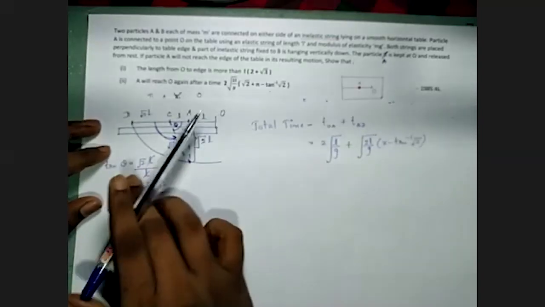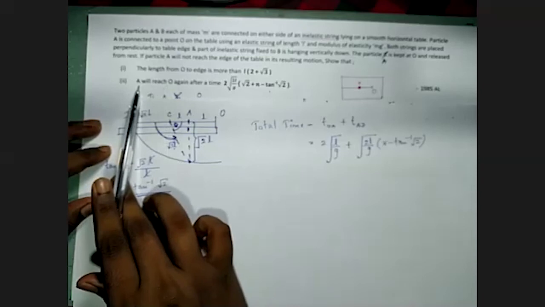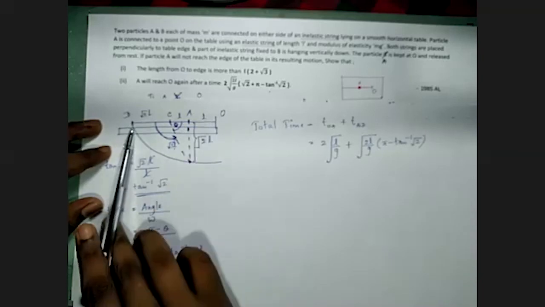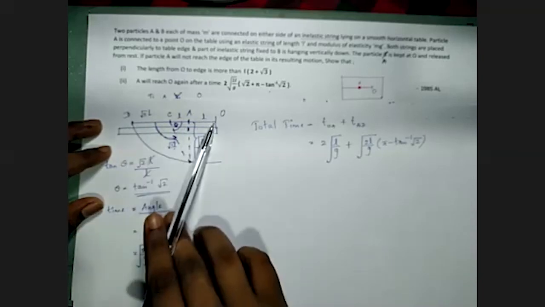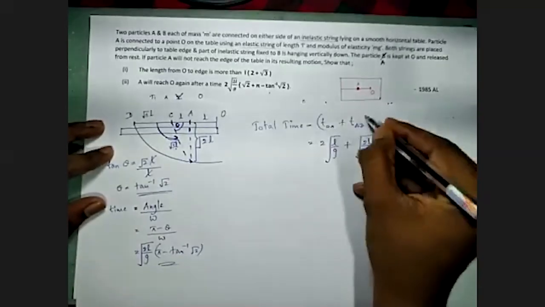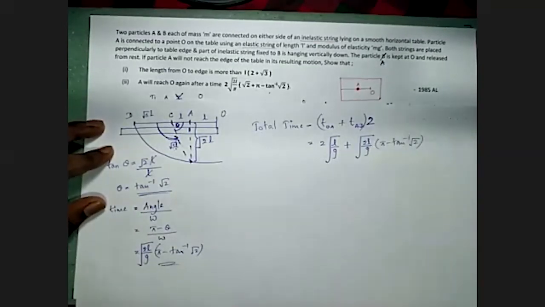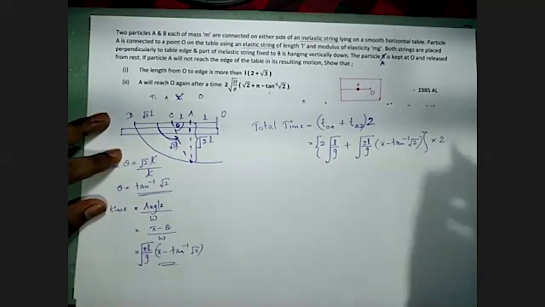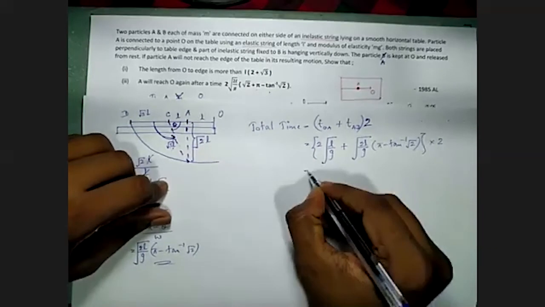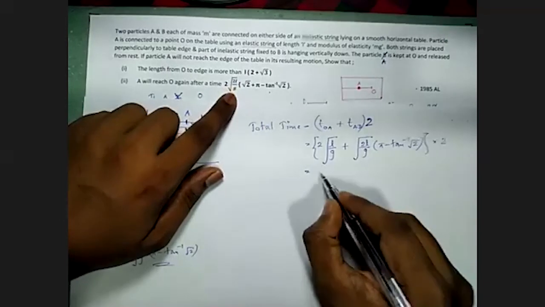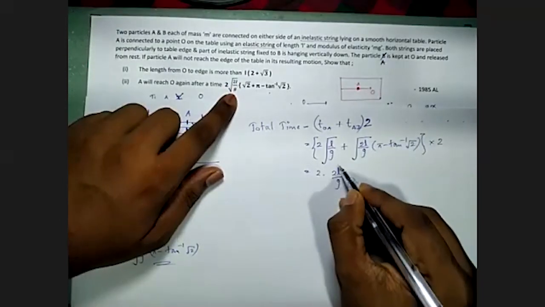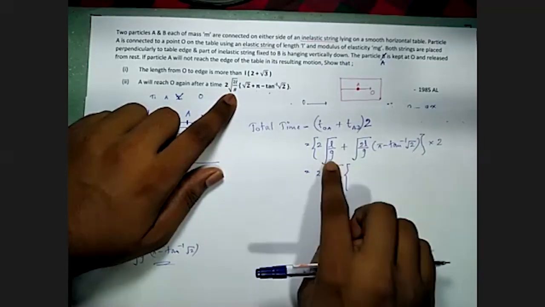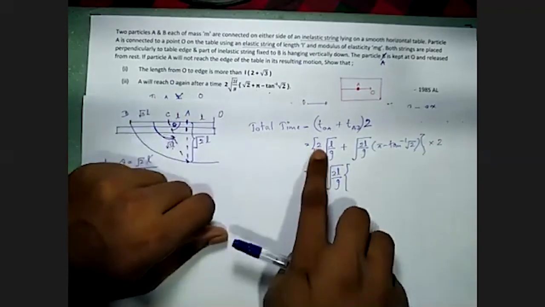Then here they are asking the time taken for A to reach O again. That means it is going to come back to this point, covering the same path. That means we have to take 2 times. We have to multiply this again by 2. Okay, here they have taken 2L over G square root out as the common factor. Then from this, I can take 2 out.